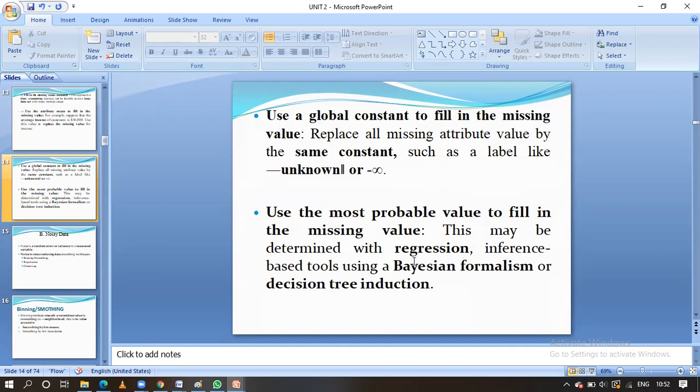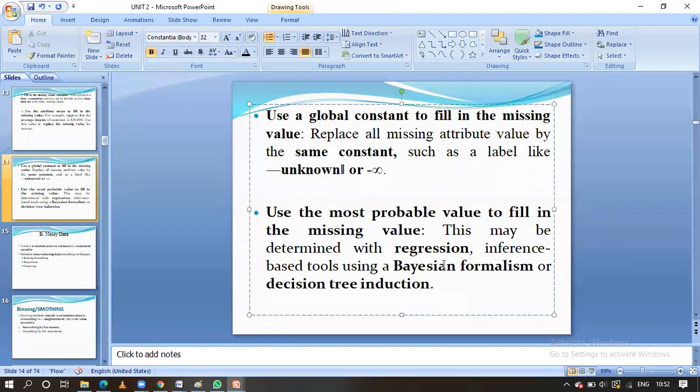There are different methods for finding the probable value: regression, Bayesian classification, and decision tree. Decision tree we have seen, guys. Bayesian classification will come in the fourth unit, and regression we have already seen. Linear regression means only two variables, based on which we form one equation. If in the equation we know one value, obviously we can find the other value. Here we follow the probable value method for filling the missing values.